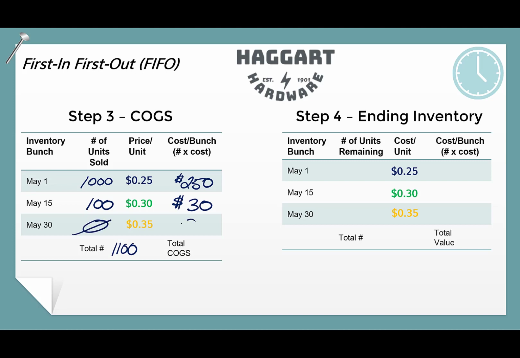We don't need any of this value. We total up our costs per bunch, and we discover that our COGS was $280. For ending inventory, we sort of just pick up where we left off.